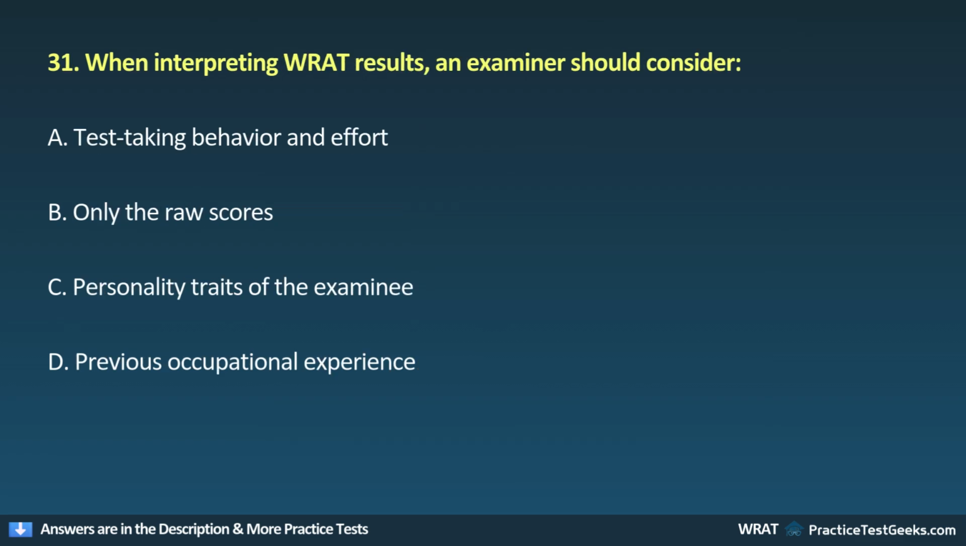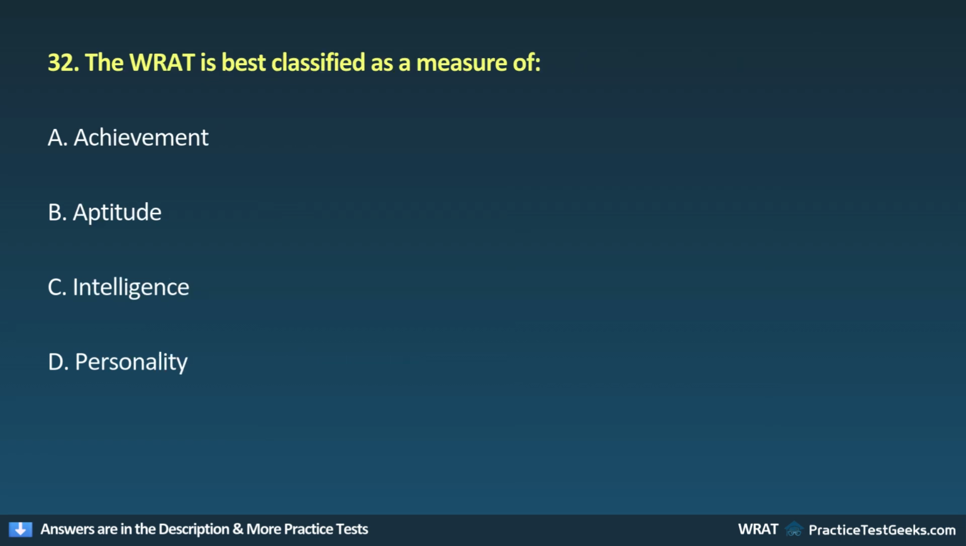31. When interpreting WRAT results, an examiner should consider: A. Test-taking behavior and effort. B. Only the raw scores. C. Personality traits of the examinee. D. Previous occupational experience.